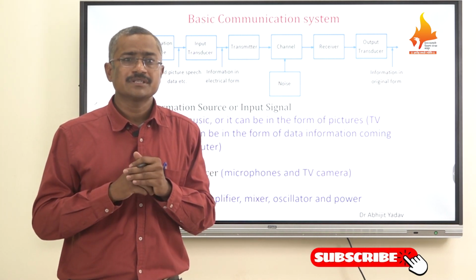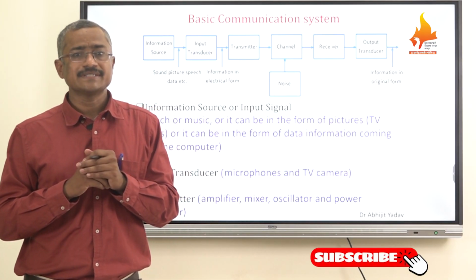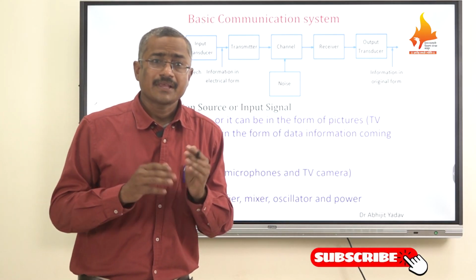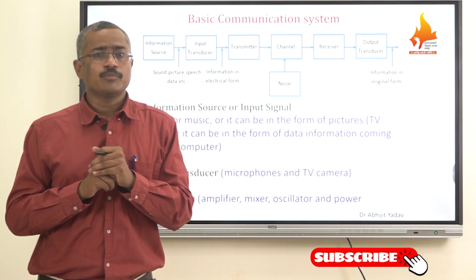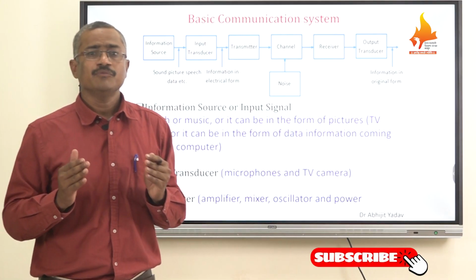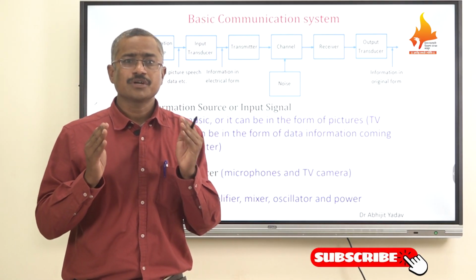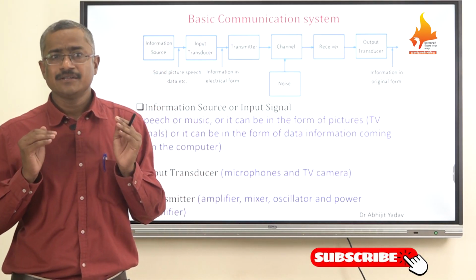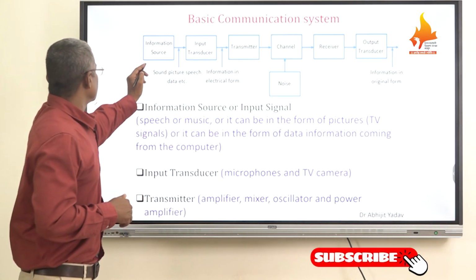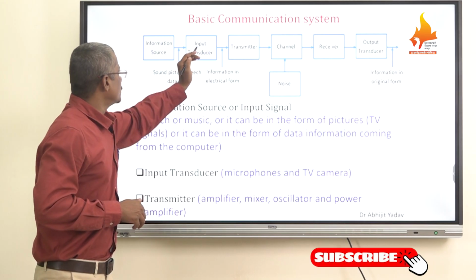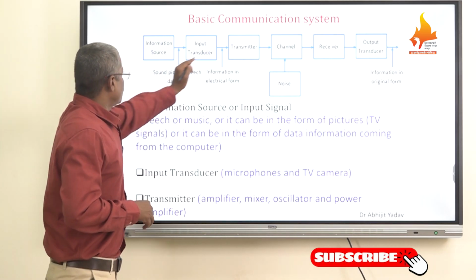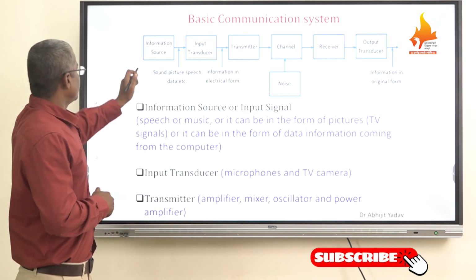The input transducers commonly used in communication systems are the microphone and TV camera. For example, in radio broadcasting, a microphone converts information or message in the form of sound waves into the corresponding electrical signal. So this is regarding the input transducer. We have discussed two components, information source and input transducer. Before going to the transmitter, I will revise.